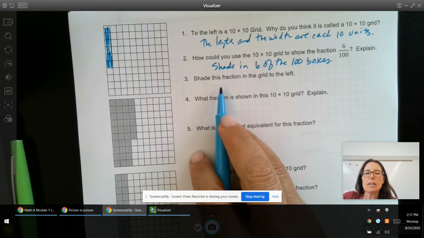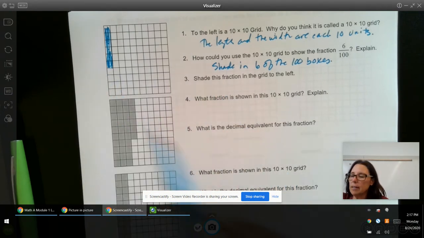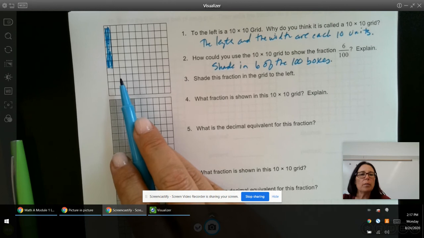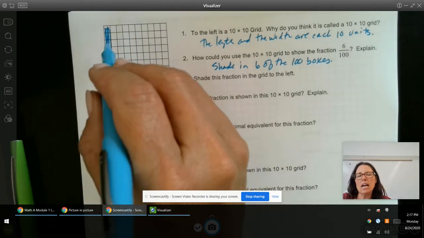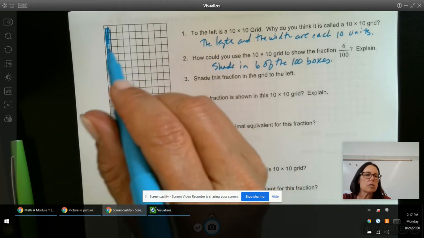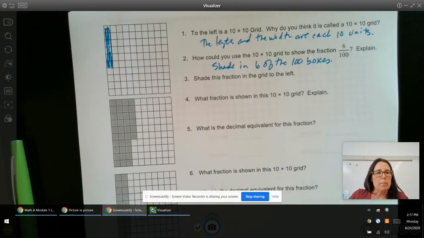I went ahead here on number 3. I already shaded that. Your shading could be different than mine. Some people would shade this way. I wouldn't shade random 6 boxes. I mean, you could, but it's hard, you'd have to count them.